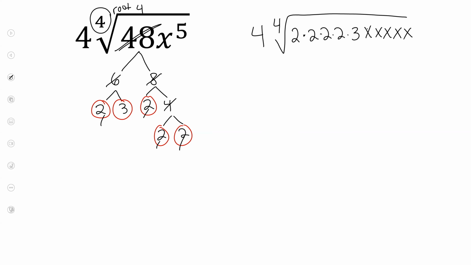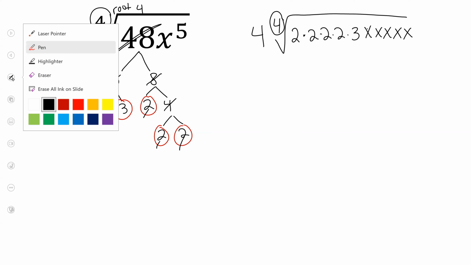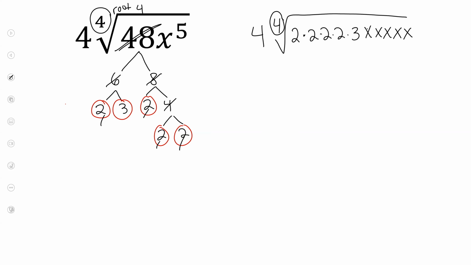Okay. So guys, I'm looking for groups of 4 this time. So here is a group of 4s, or a group of 4 2s. So I'm going to cross those out and put one of them outside. Here is a group of 4 x's. Cross that out. I'm going to put an x outside. Any more groups of 4? No, there's nothing else.